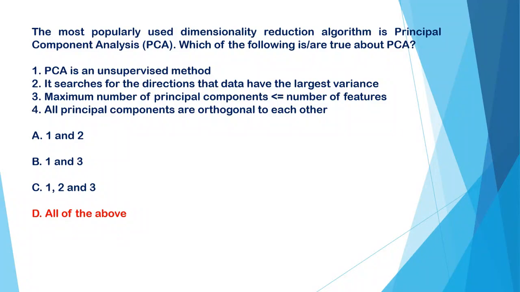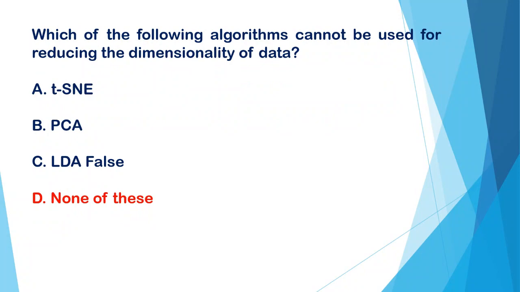And the options are: A. First and second are correct. B. First and third are correct. C. First and third are correct. D. All of the above statements. यानी कि फर्स्ट सेकंड थर्ड फोर्थ आपके चारों के चारों करेक्ट हैं. तो D all of the above यानी कि चारों के चारों स्टेटमेंट करेक्ट हैं. 1 2 3 4. Which of the following algorithms cannot be used for reducing the dimensionality of data?